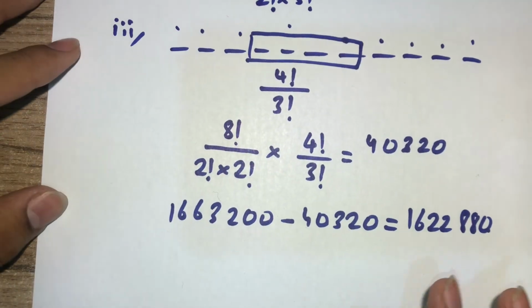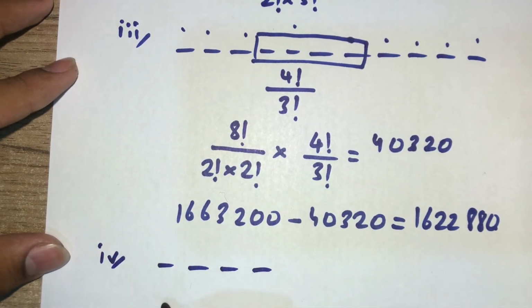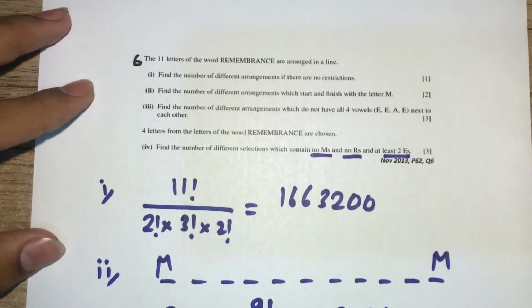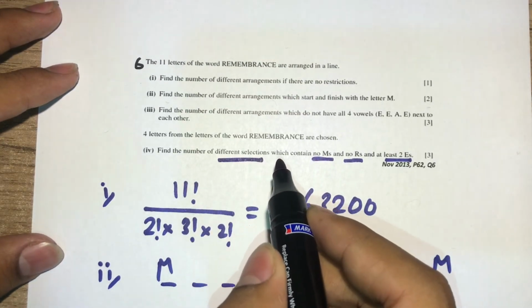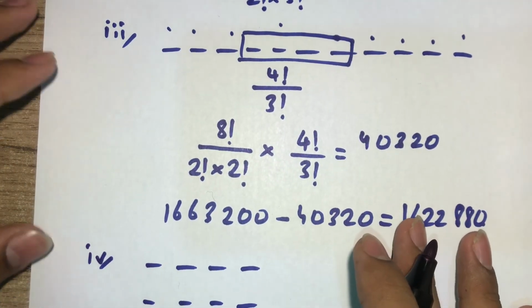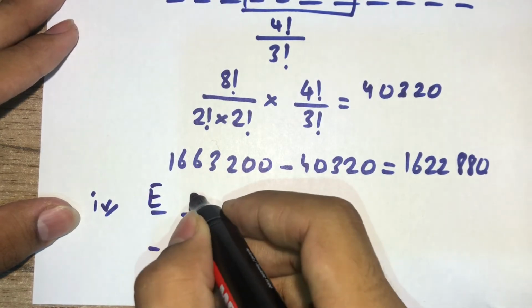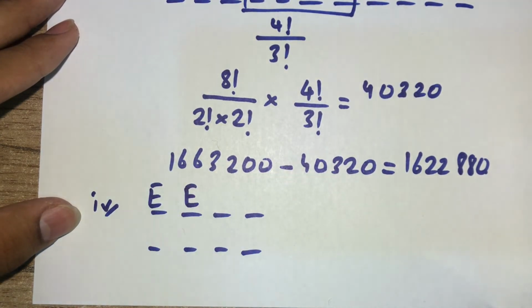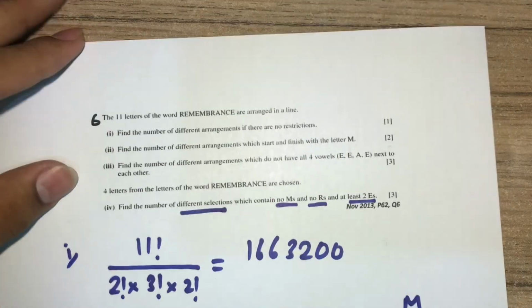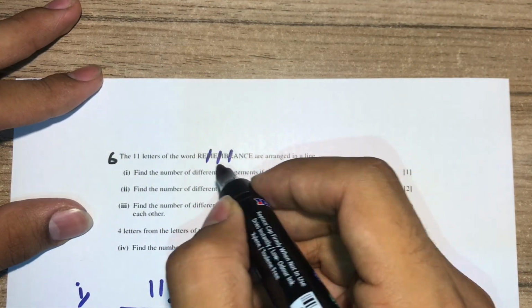So 4 letters have to be selected, and the most important thing over here was that it's saying different selections, so we won't arrange them, we'll only select them. So there have to be at least 2 e's, so 2 e's or 3 e's. If there are 2 e's, there don't have to be any m's or r's, so no m's, no r's.